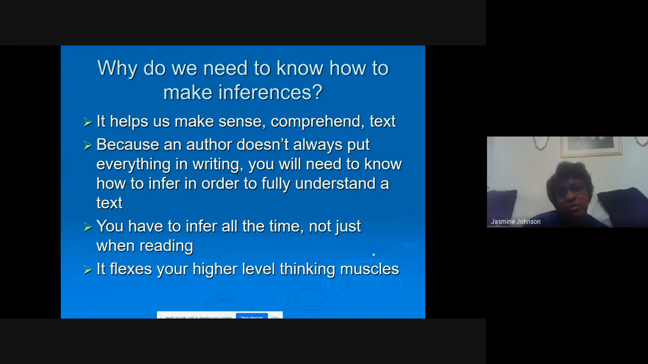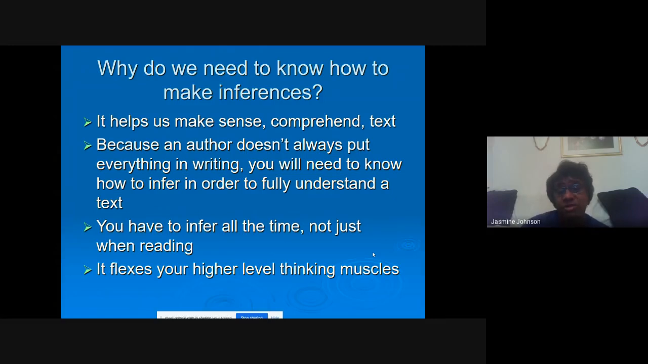Could you imagine what it would be like if an author put everything in writing and you didn't make any inferences? You would never be able to finish reading anything, because they would have to include so much detail, so many things that we just kind of know are going on. They would have to write it all out, and everything you read would be so much longer than it already is.